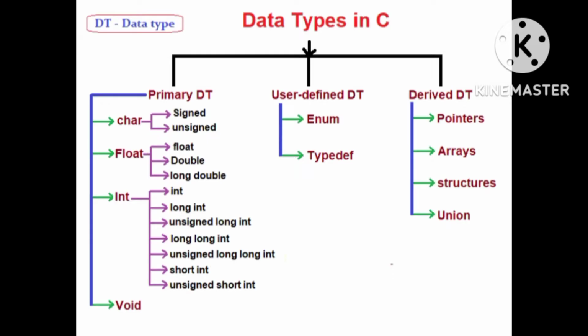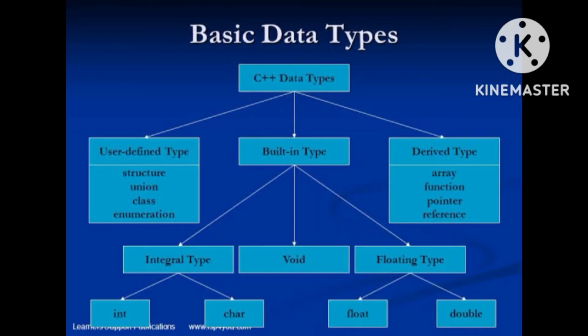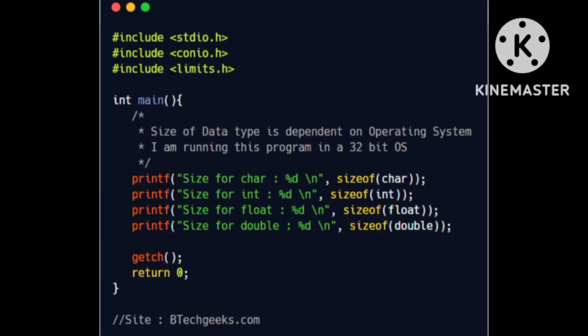Data types in C. First one is primary data types or basic data types: character, floating, integer, void. Second one is user defined data types: enum and type definition. Third one is derived data types: pointer, arrays, structure, union. And an example of data types is this picture.